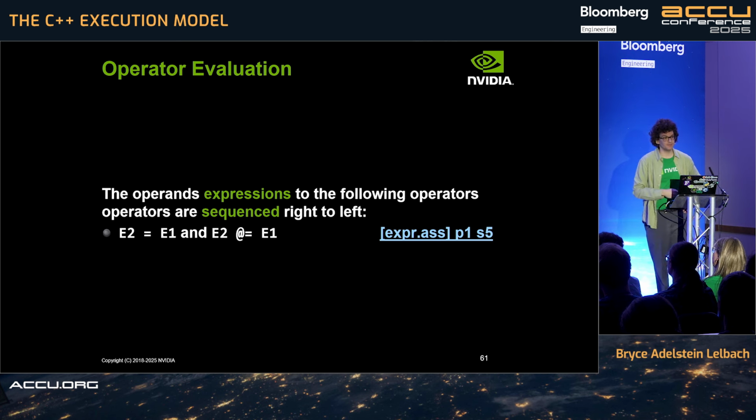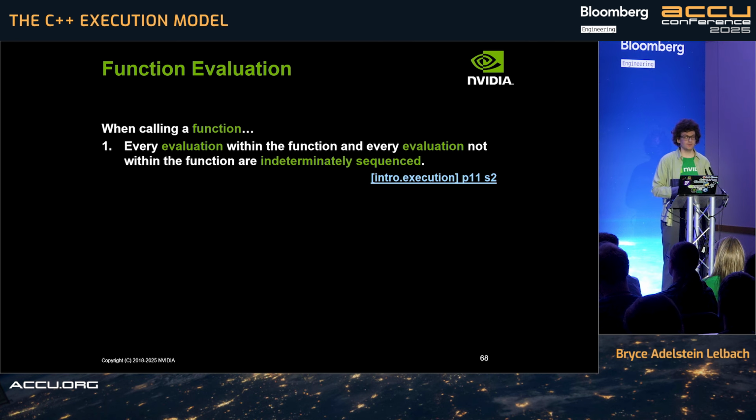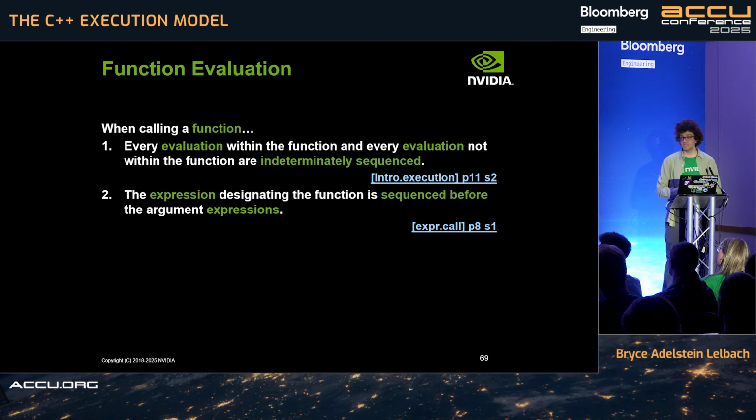All right, so now we finally reached function evaluation. Remember, the whole reason we took this journey was we wanted to understand what threads do, and what threads do is evaluate a function. That's all that they do. So now let's dive into function evaluation. When calling a function, every evaluation within the function and every evaluation not within the function are indeterminately sequenced. The expression designating the function is sequenced before the argument expressions. This is logical. You need to know what you're calling before you figure out what parameters you're going to call it with.